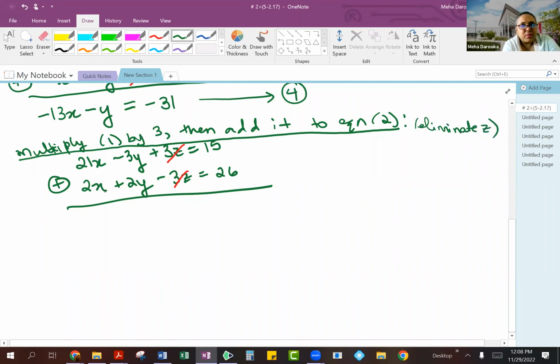And let's see, 21 plus 2 will end up giving us 23x. You've again got negative 3y, positive 2y, which will end up giving us negative y equals, and then let's see, what does this guy come out to be? 15 plus 26, that is 41? And let's call this equation 5.